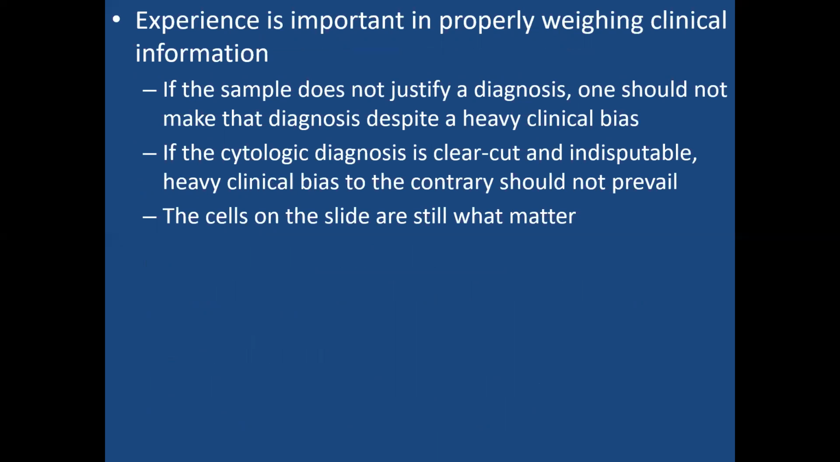Experience is important in weighing clinical information. If the sample does not justify a diagnosis, one should not make the diagnosis despite the heavy clinical bias. Sometimes the clinicians write that there's a lesion at 3 o'clock or whatever of the cervix, and then they write that she's having maybe bleeding, postcoital bleeding, which are all symptoms of cervical cancer. Plus, he told you that he can find a lesion at the cervix during the examination. So you see, with all this information already in your mind, this is likely to be a positive case.